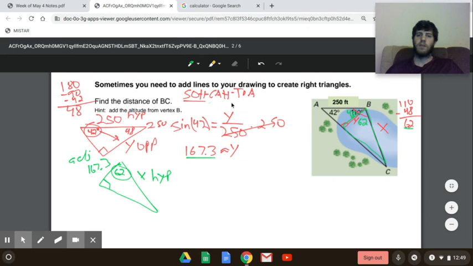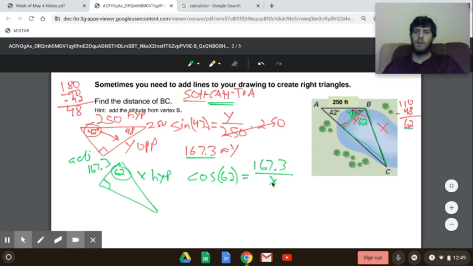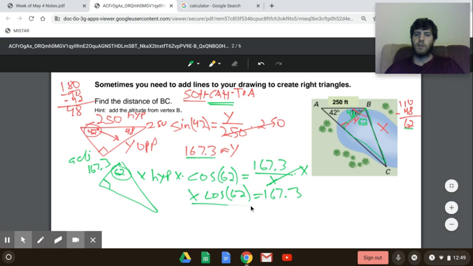Okay, since we have adjacent and hypotenuse, we're using cosine. So it's going to be cosine of the angle, which is 62 degrees, equals the adjacent over the hypotenuse. So that's 167.3 divided by x. We want to solve for x, so we need to get it out of the denominator. So we multiply both sides by x. So you have x cosine 62 equals 167.3. You can divide both sides by the cosine of 62 now.